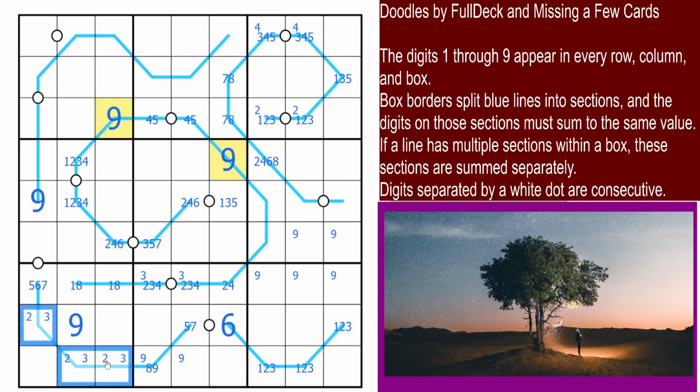So if you have 2, 3 here, this cannot be 2, 3, right? This is between 2 and 3. If this is not between 2 and 3, this will be 2, 3, and that's not possible. You will have 4 cells containing 1, 2, 3, 4. So that's not possible. So this has to be 2, 3.